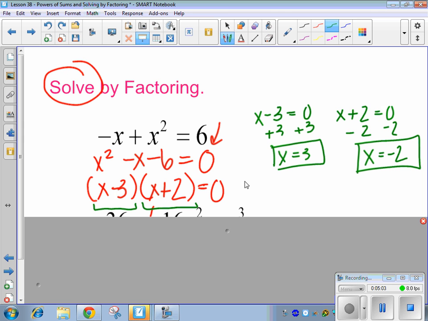Alright guys, so the reason this works is if one of these pieces equals 0, we're doing multiplication here, so anything multiplied by 0 is just going to give us 0. So that's why we set each piece equal to 0 separately, and we get two solutions. So x equals 3 and x equals negative 2 will both get us 0 on the right side.